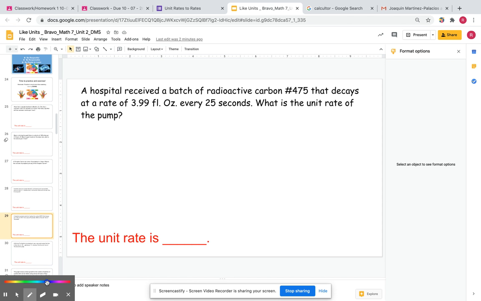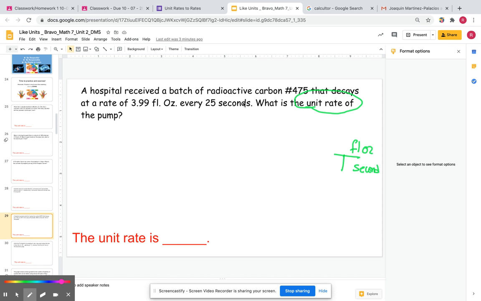Go ahead and read that again. And I want to ask you, what is the question asking you to find essentially? I hope you were able to identify that they're asking you to find the unit rate. So what you're trying to find out is the flow rate, flow ounces for 1 second. We don't know what that number on top is, but we do have some other information.